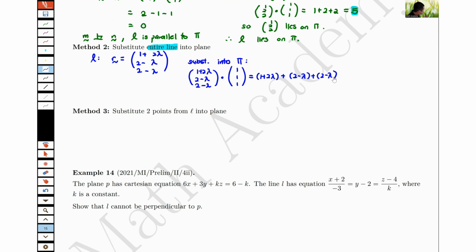In this case, you will see that the lambda terms cancel out nicely. We're going to get just 5 technically. All the lambdas will get cancelled out. So this is the right-hand side of the plane's equation. So I can conclude, therefore, L lies on pi. As long as all the lambdas are cancelled out and you get the same constant, it will mean that L is on the plane.